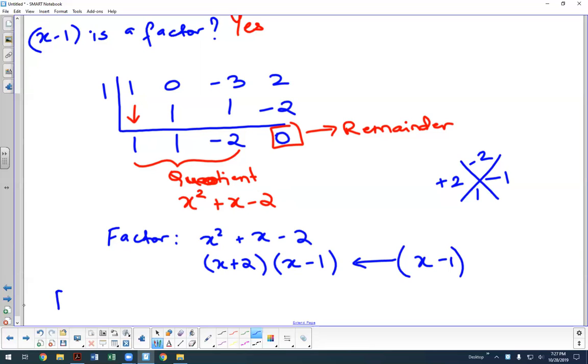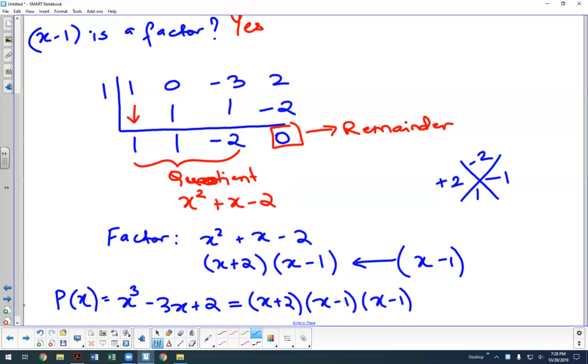So if I look at my original polynomial term, which was x to the third minus 3x plus 2, this term actually factors into 3 individual factors. You have x plus 2, x minus 1, and x minus 1, or you can write this as x plus 2, x minus 1 squared. And if you try to FOIL all three of these, you should come back to the original p of x polynomial term.